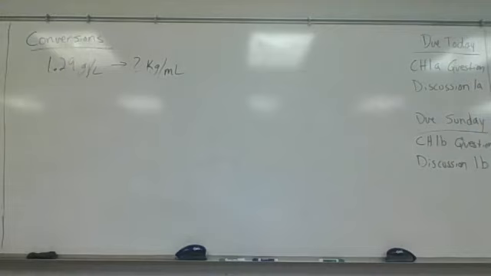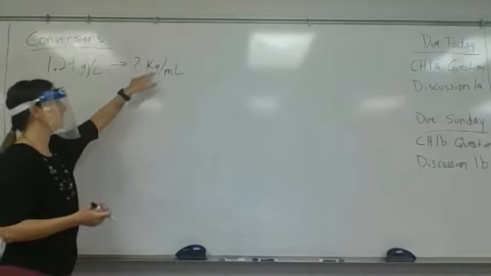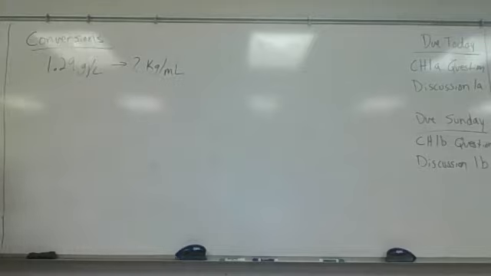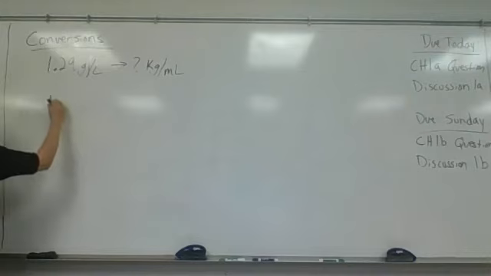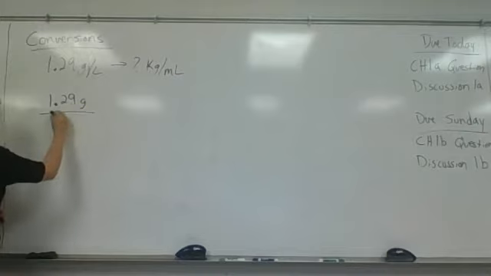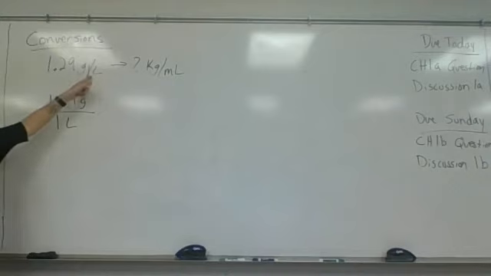Okay, so the reason this one is different is because we have two different units. We have grams, which is a mass, and liters, which is a volume. And we're going to a different mass and a different volume. Okay, so I want to write this out a little different so you can see exactly what this means. This means I have 1.29 grams for every 1 liter. Just a 1 assumed in front of this L here.